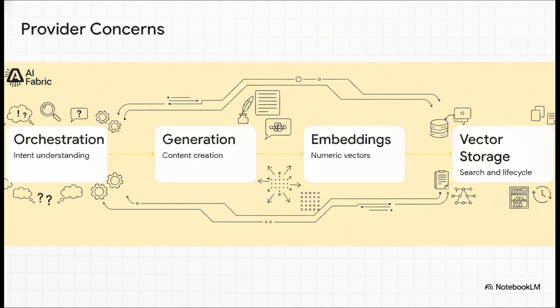AI Fabric deliberately separates these. So for instance, you could use a local ONNX model just for embeddings, Lucene for your vector storage, and then a heavy-hitting cloud provider purely for generation. By decoupling these 4 steps, you literally eliminate vendor lock-in and optimize your costs at every single phase of the request. It's a total game changer.